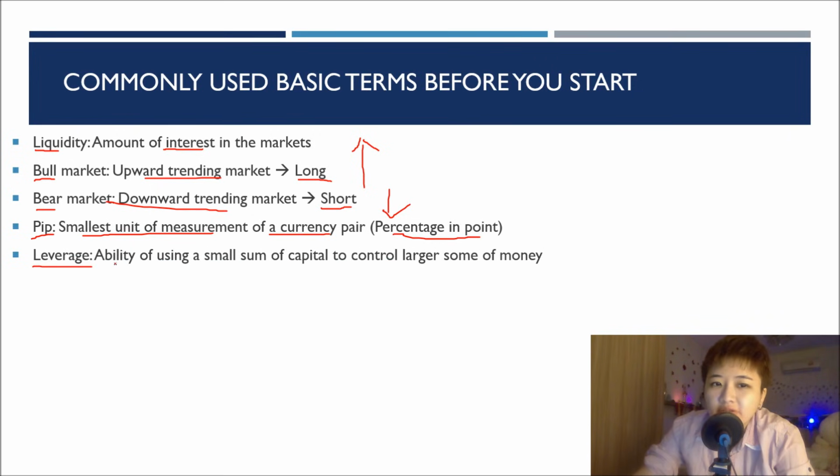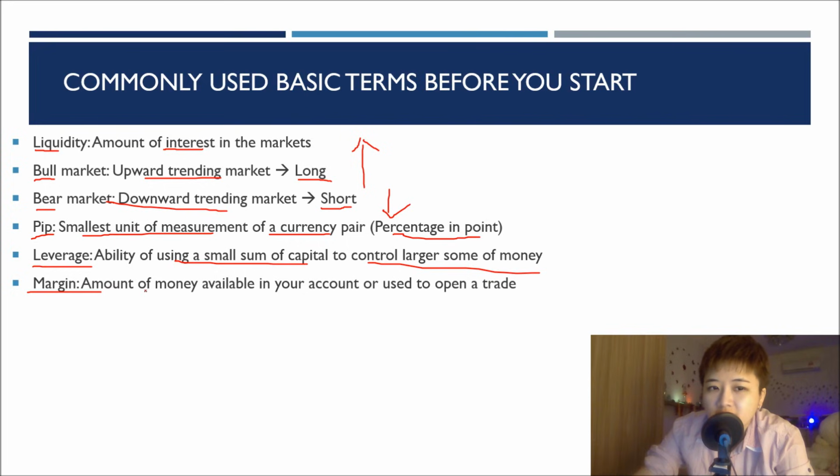Leverage allows you to use a small sum of capital to control a large sum of money. What is a margin? It is the amount of money available in your account or used to open a trade. There are a couple of margin terms: free margin, available margin, used margin, margin call. More on that in the future or maybe later.